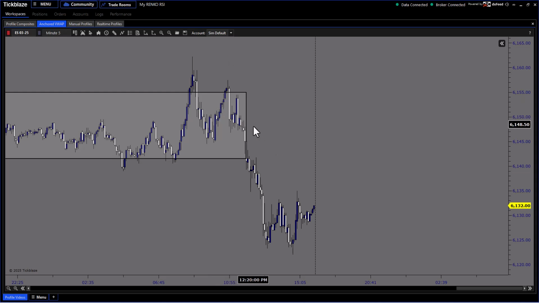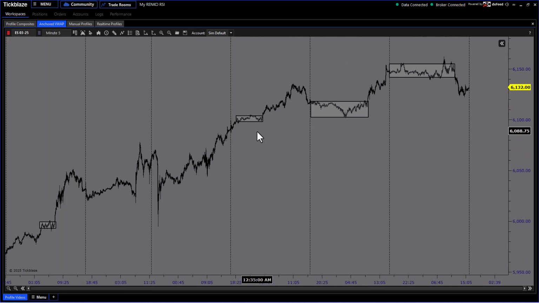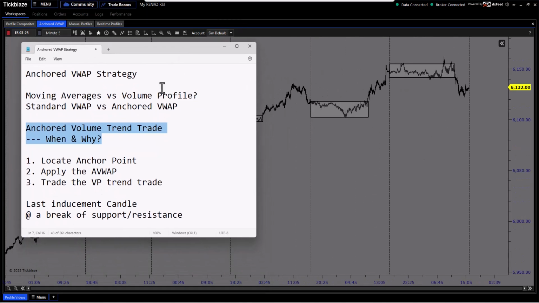Now, the first thing we're going to do when we use the anchored VWAP is answer a couple of questions, okay? When and why? When do we want to use it, and why do we want to use it? This is really important because a lot of people will just start applying a VWAP to the chart, and then one day they want to trade a trend, or the next day they want to trade a reversal, and there's no edge behind that, right? So I'm going to teach you how to locate where to put your anchor point. An anchor point is where you start your drawing tool from. We're going to apply the anchored VWAP to the chart, and then you're going to know how to trade the trend trade when we pull back to the VWAP that you've drawn on the chart, okay?